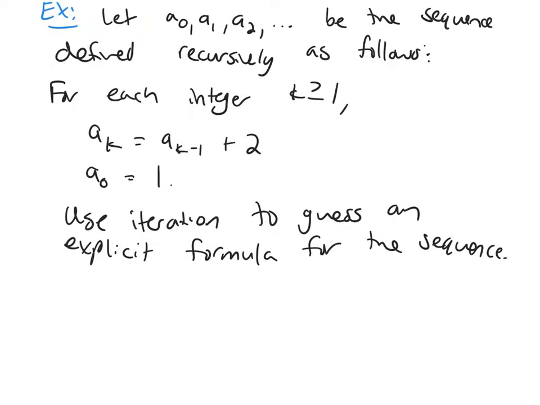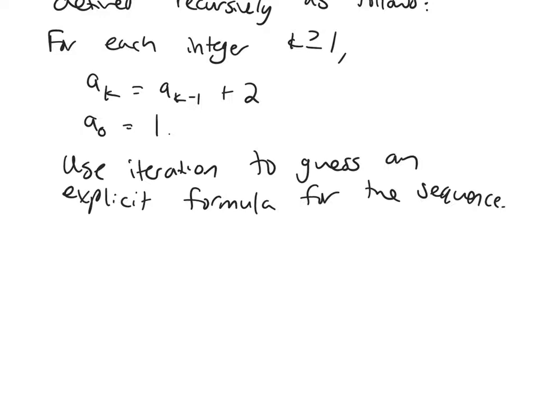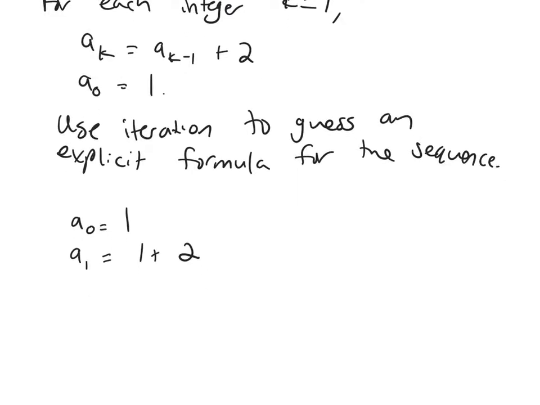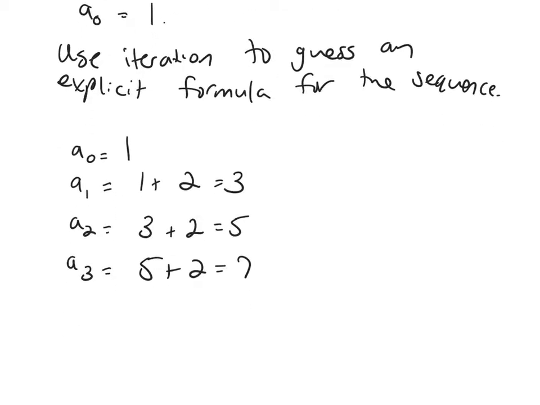All right, so we're going to use our method of iteration, start with our initial condition. a0 was 1, and a1 would be 1 plus 2, or 3. a2 would be 3 plus 2, or 5. a3 would be 5 plus 2, which is 7. And so forth. So maybe you can notice a pattern.